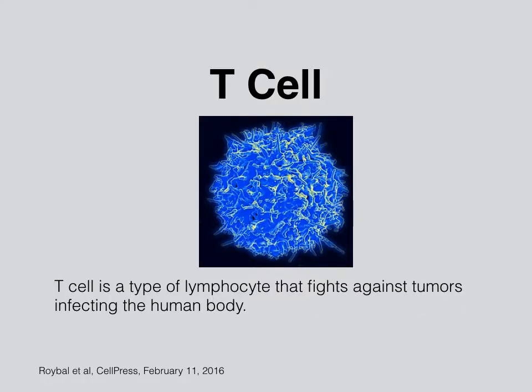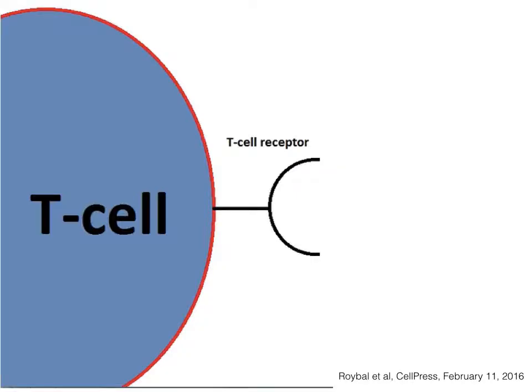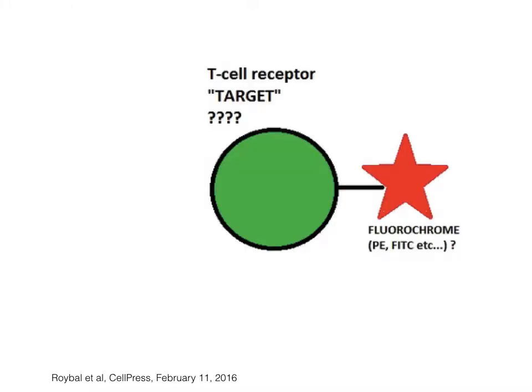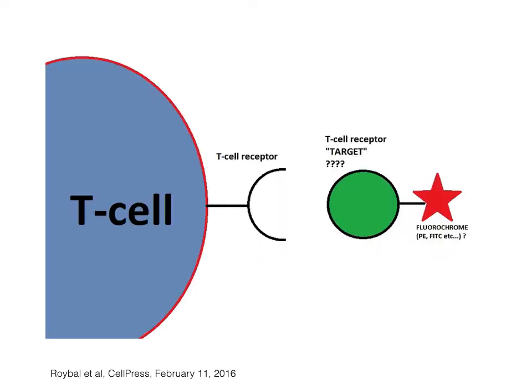To begin with, a T cell is a type of lymphocyte which constitutes the immune system in the human body. T cells are characterized by what's called the T cell receptor that can recognize an antigen infecting the body. This antigen can be any tumor, for example, a cancer cell. So the complementarity between the receptor and the antigen enhances the binding of these two molecules, hence allowing the T cell to kill the cancer cell.